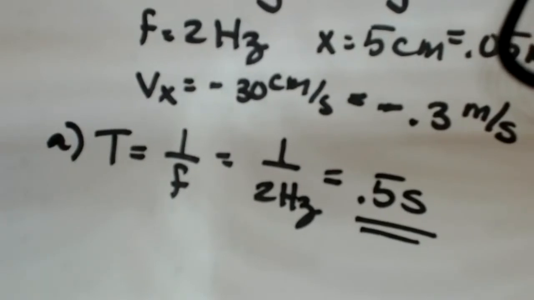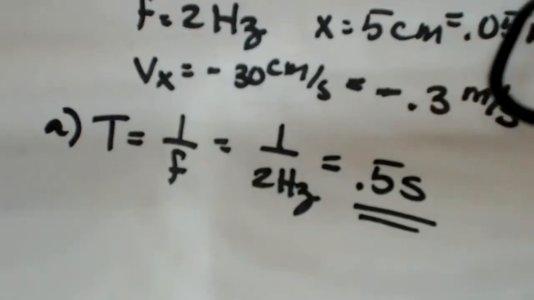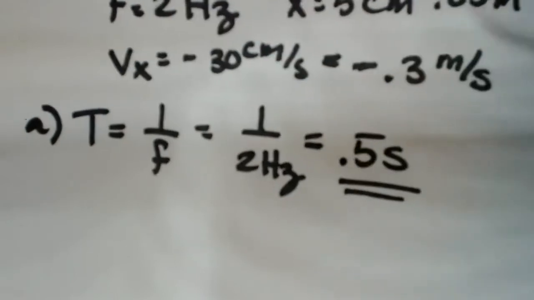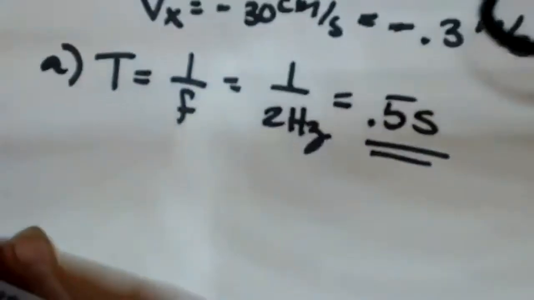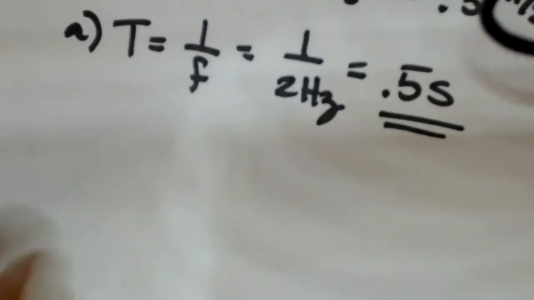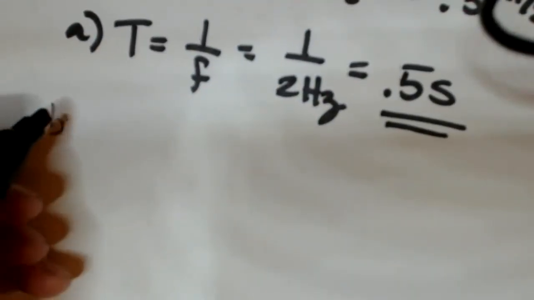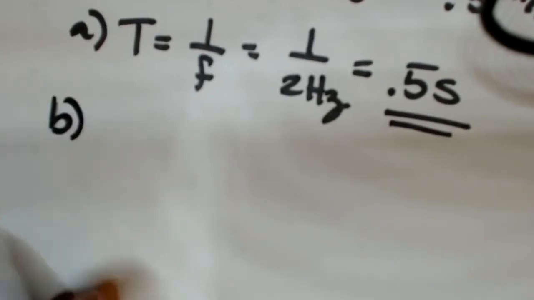Okay, then the next part is a little more involved because the next part wants me to find the amplitude. Now the amplitude is going to take a little bit more effort because I'm going to have to use conservation of energy to find the amplitude. Okay, so for the next part, I want to find A.